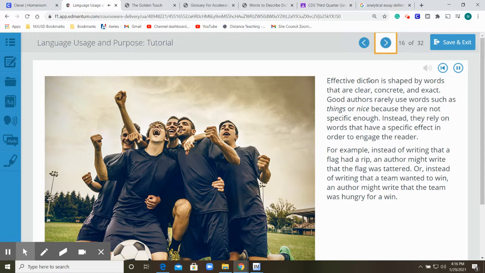Effective diction is shaped by words that are clear, concrete, and exact. Good authors rarely use words such as things or nice because they are not specific enough. Instead, they rely on words that have a specific effect in order to engage the reader. For example, instead of writing that a flag had a rip, an author might write that the flag was tattered. Or, instead of writing that a team wanted to win, an author might write that the team was hungry for a win.